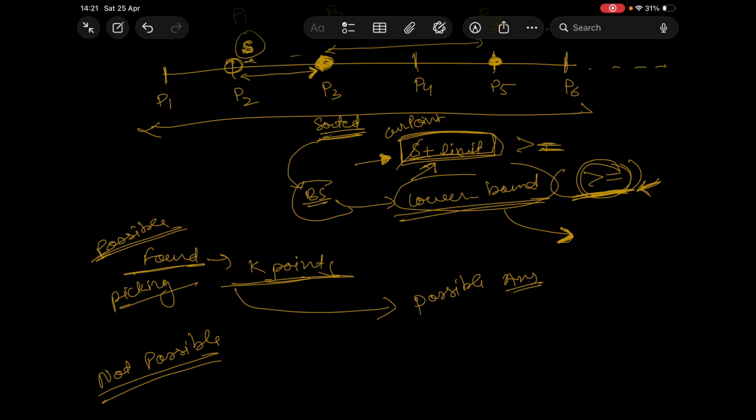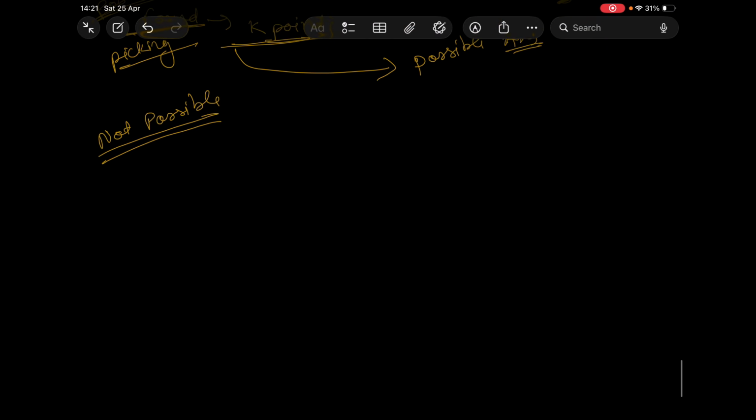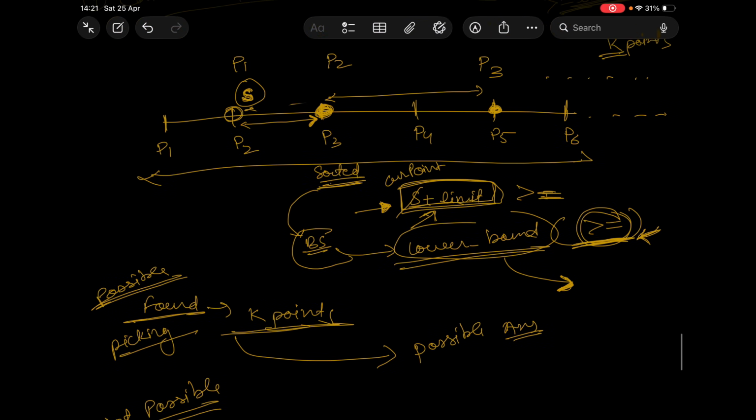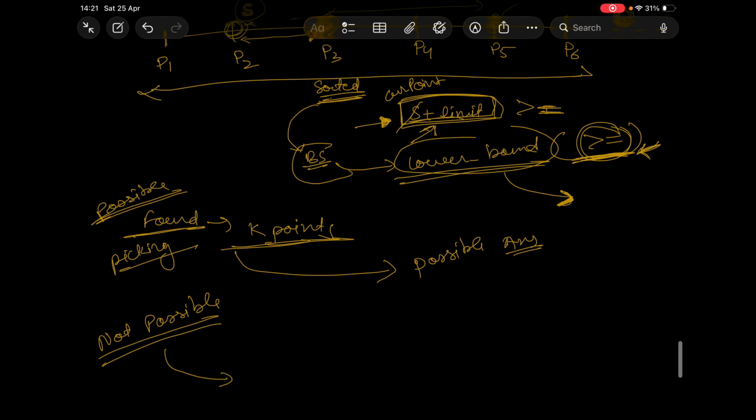If there is no such next point, for every part we are calculating, for this one we calculated the next one, for this one the next possible answer, for this one the next possible answer, right? If there is no such next possible point, it means our lower bound returned the end address, so it would be array dot end. If that is the case, not possible.